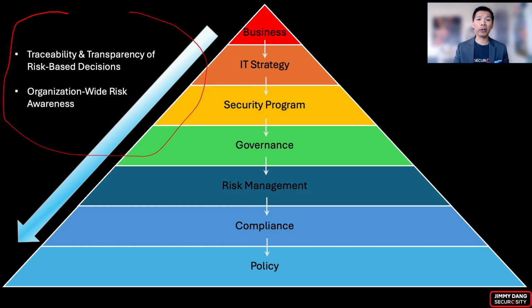Having this transparency ensures that all the stakeholders in all of these layers can see how the decisions are made, why specific risks are prioritized, and how they are managed. This helps build trust and also accountability throughout the organization.